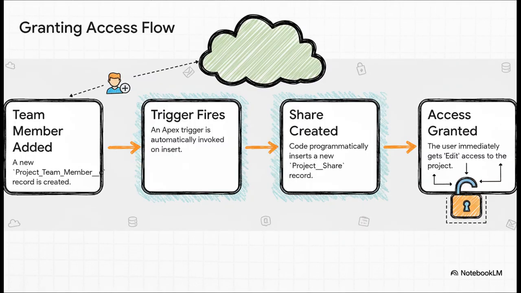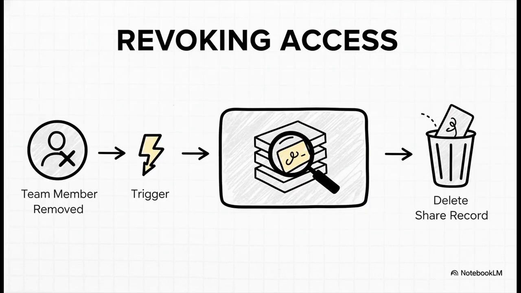Done. So let's just walk through that flow. Someone creates a new project team member record. That action fires our trigger. Our code instantly creates that special ProjectShare record. And bam! Just like that, the user now has edit access to that project. It's completely seamless.